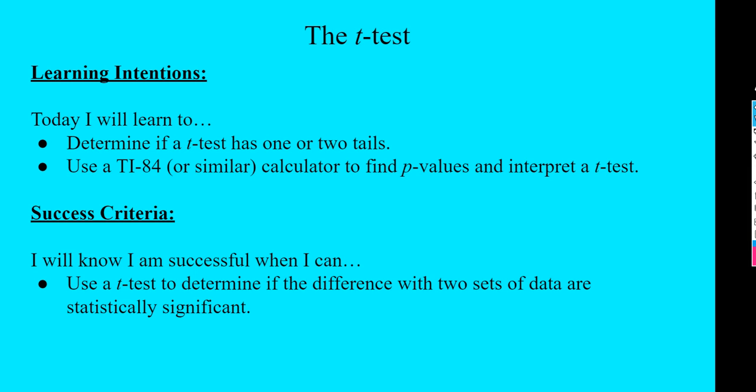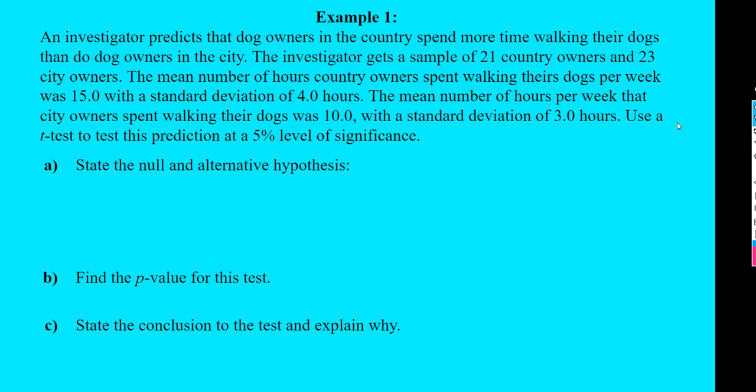before watching this video. We looked at a problem that had, for each of its two sets of data, a data summary or a statistical summary. And let's take a quick peek at that example. It was dealing with dog walkers from the country and the city. For each of our two populations, the country and the city, we knew how many samples were collected or how many members were in that population. We knew the mean and we knew the standard deviation.